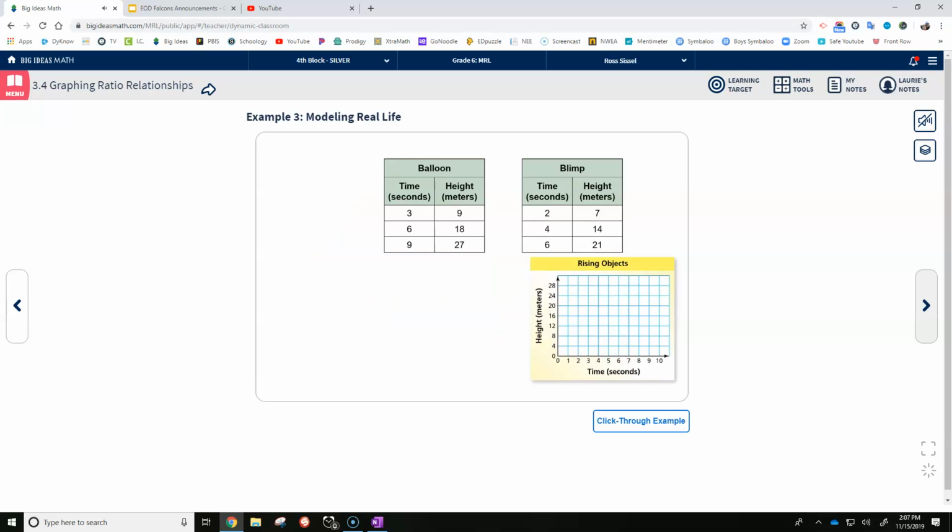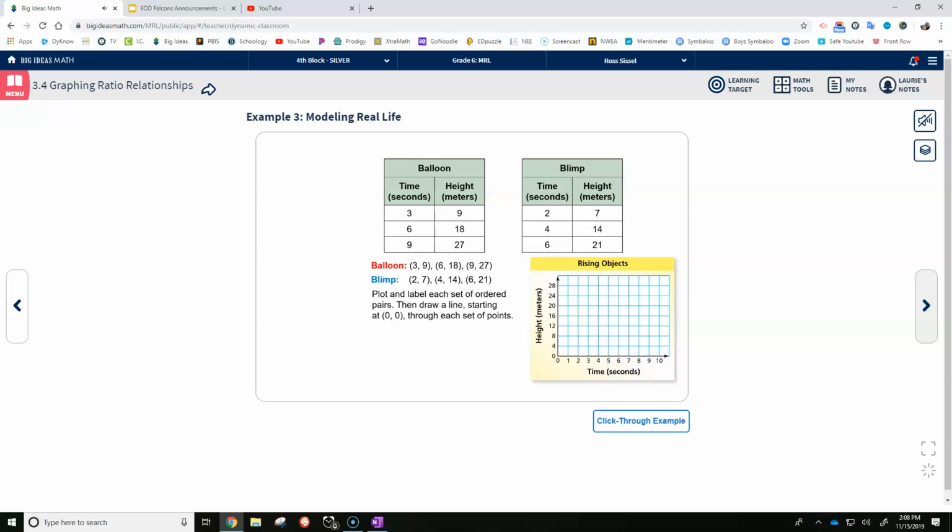Now use the equivalent ratios from the table to create ordered pairs. The ordered pairs for the balloon are 3, 9; 6, 18; and 9, 27. For the blimp they are 2, 7; 4, 14; and 6, 21. And then what do you think we're going to do? Plot and label each set of ordered pairs.